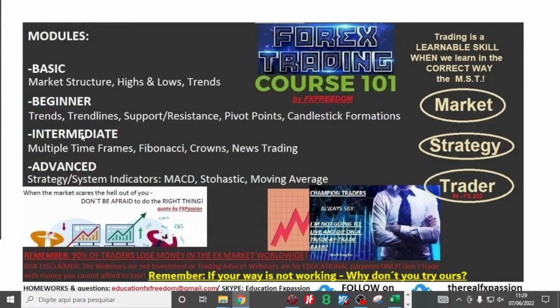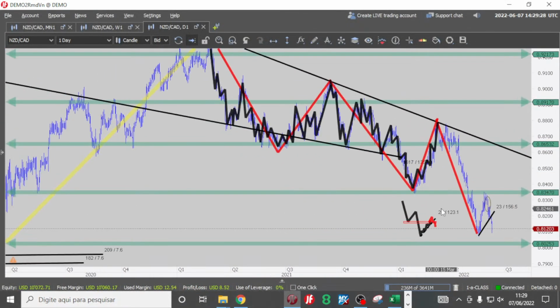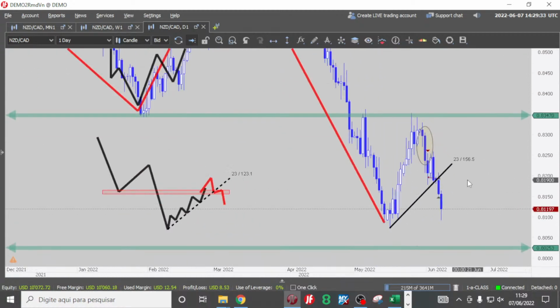And don't worry, everybody, once we are over the multiple time frames or the Fibonacci's or crowns, we are going to have more of this Forex trading week. Make sense? Every single time that we are over a topic, we are going to have the Forex trading week where we are going to implement what we have learned so far. So far we learned this stuff in here, and so far we have the understanding, right?